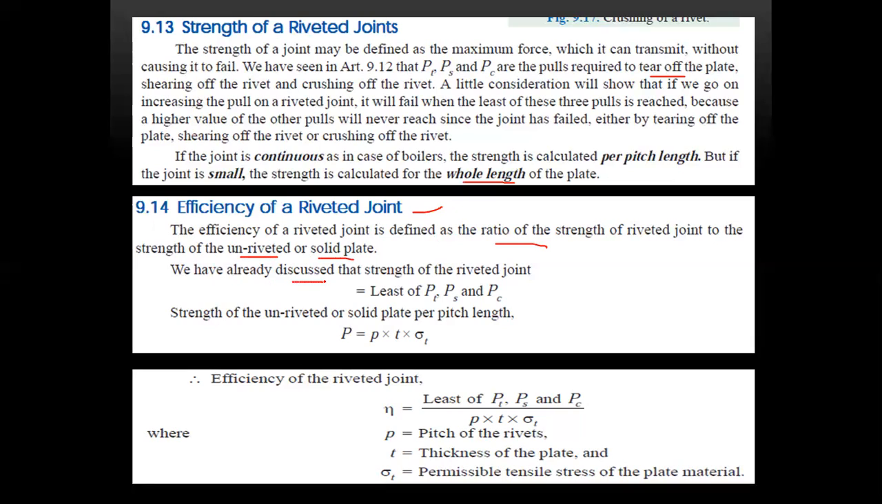So with this, we have already discussed the strength. Let it be the least of Pt, Ps, and Pc. The strength of the unriveted or solid plate per pitch p is equal to p into t into sigma t. Therefore, the efficiency of the riveted joint is equal to the least of Pt, Ps, and Pc divided by p into t into sigma t, where p is the pitch of the rivets, t is the thickness of the plate, and sigma t is the permissible tensile strength of the plate material. Got it? This is the efficiency.